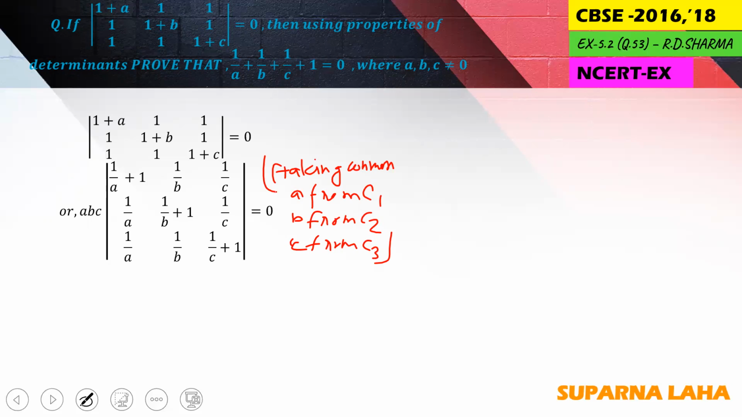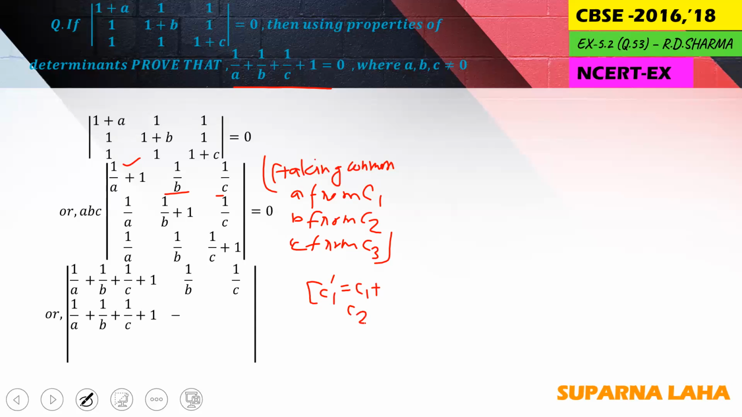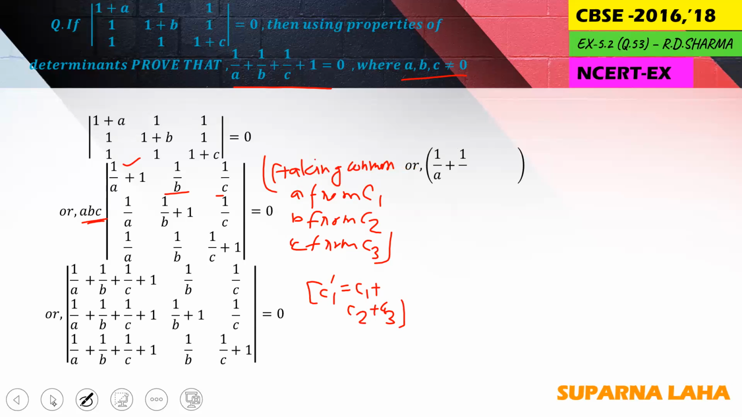Now after taking common, if we add these columns, this term, this term and this term, you will find this value. So add them, that is C1 dash is given by C1 plus C2 plus C3. Now look at here, since a, b, c is non-zero, I can take only this determinant value as 0. So I'm not writing down this factor abc. Now taking common 1/a + 1/b + 1/c + 1 into the determinant.